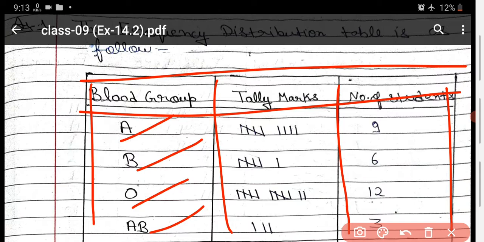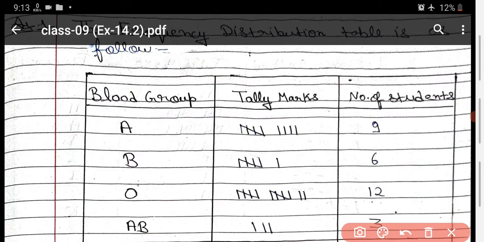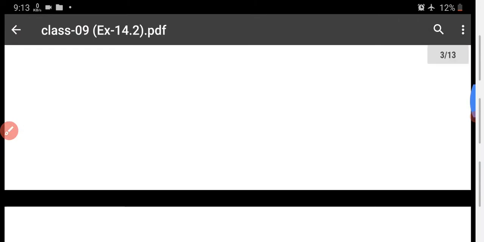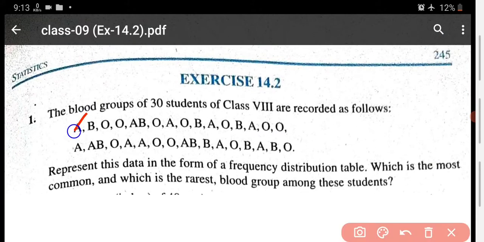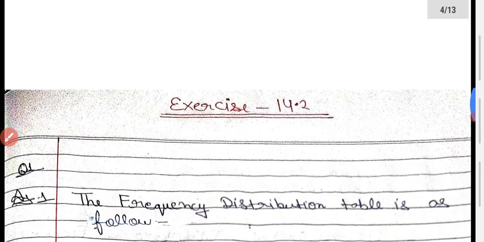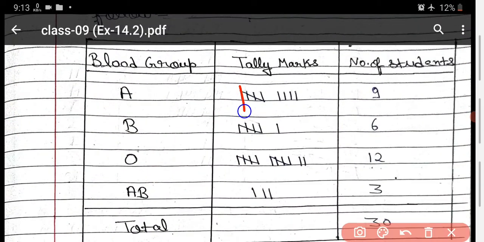Now the tally marks. If there is A, like that, just see, it is A, B, O, O. Now how do you write A, B, O here? Just write one for A and then B and then O and then O. Like that, when you count all the blood groups of 30 students, you will get the tally marks.